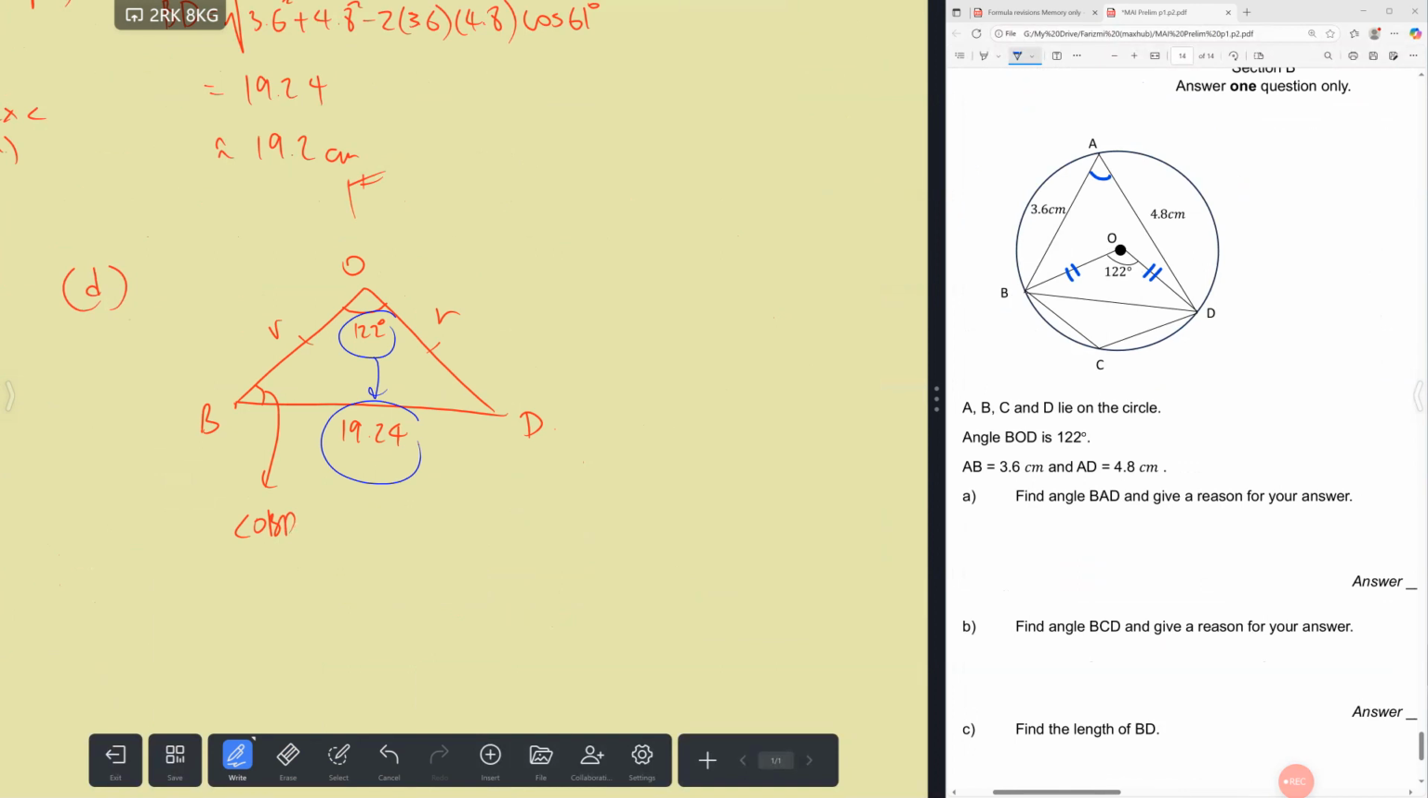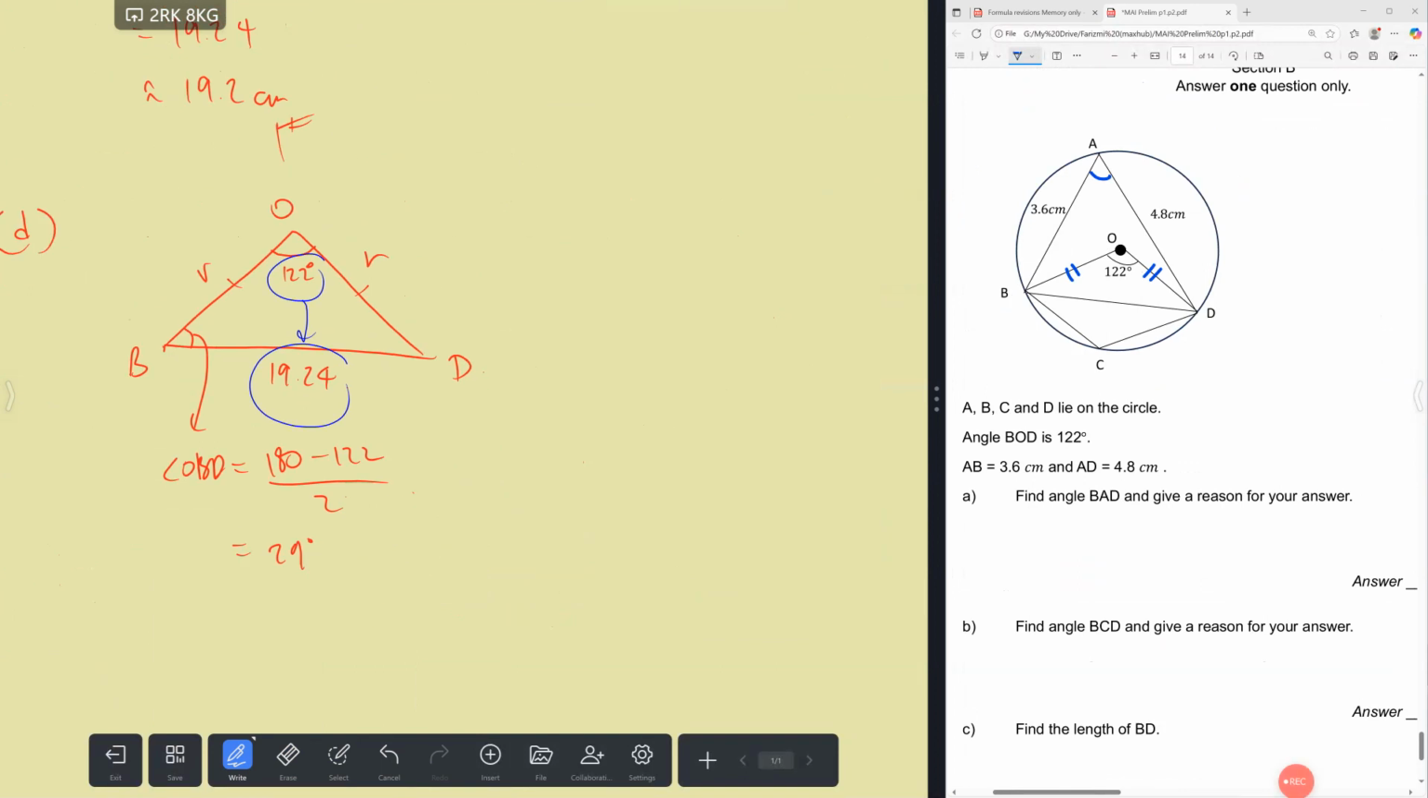So how to find angle OBD? It is just 180 minus 122 and the whole value divided by 2. You get 29 degrees. So once you have this angle here, 29 degrees, you can use it to find the radius. So the fastest way to find the radius here is to use the original sine rule formula, where sine is below. Sine 29 degrees equals the known pair, which is 19.24 over sine 122.